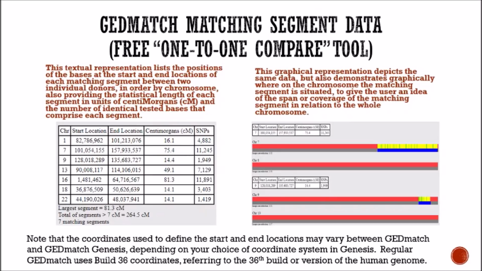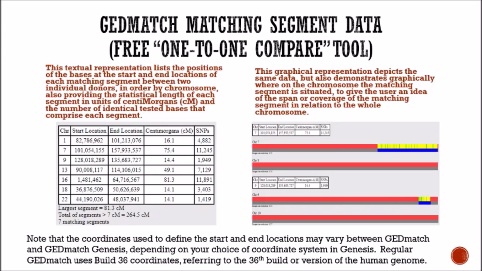And then the SNPs, it's the number of bases that were actually compared to determine whether the segments match. If you got less than like 500 or something, then you want to really question whether it's a true matching segment, especially in unphased data.